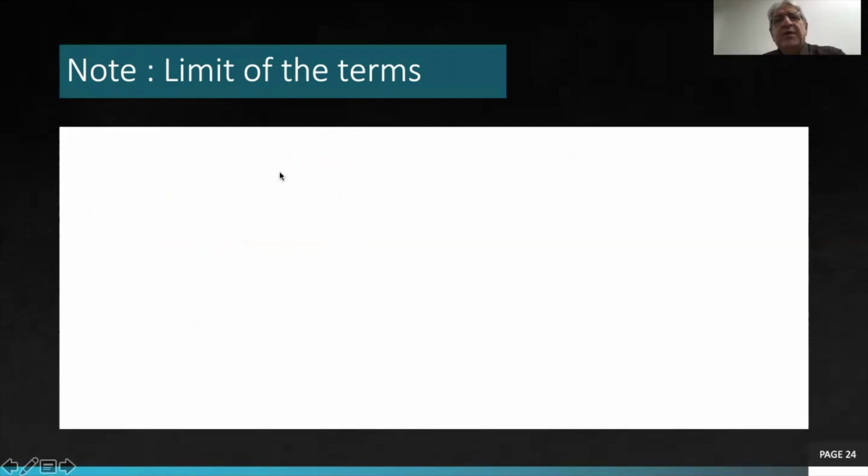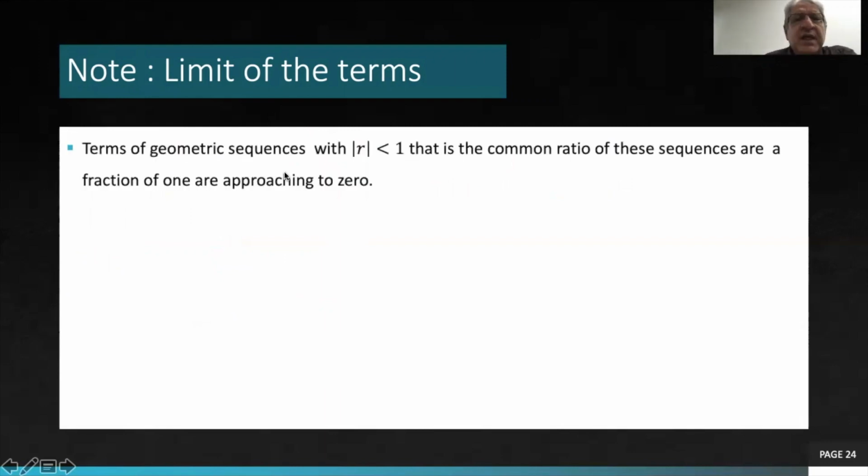Note, limit of the terms. Now let's see what you mean. You see in the geometric progression, if the terms of the sequence have the modulus of r less than 1, that means the common ratio of these sequences is a fraction of 1, maybe negative, maybe positive. The terms approach 0 because actually we are multiplying by a fraction.